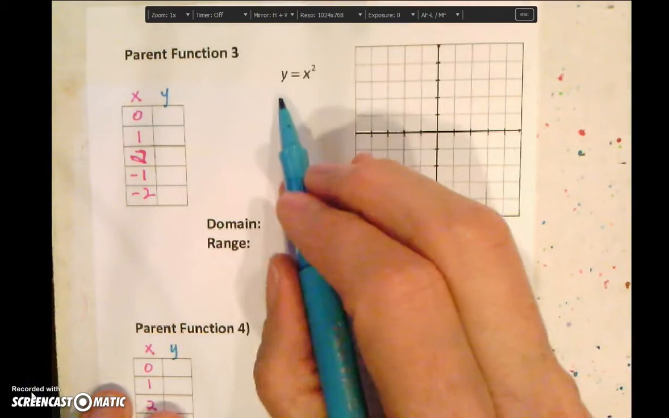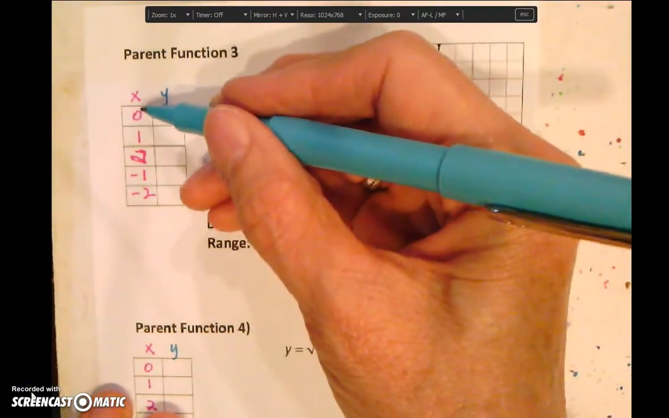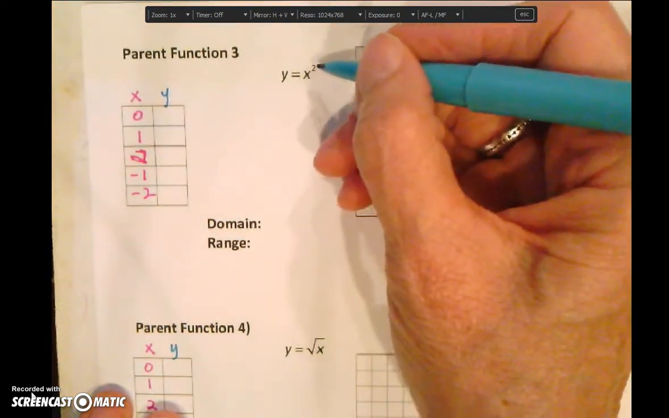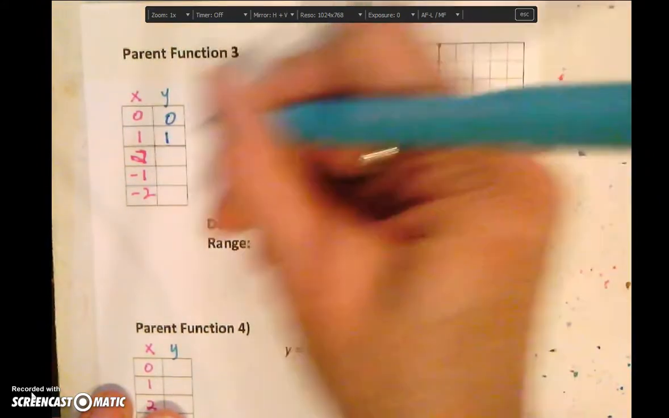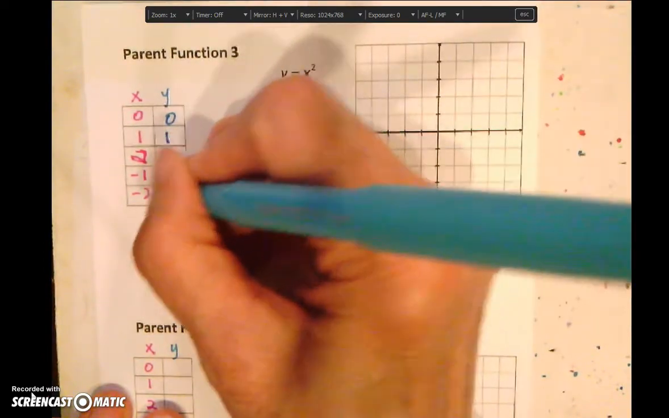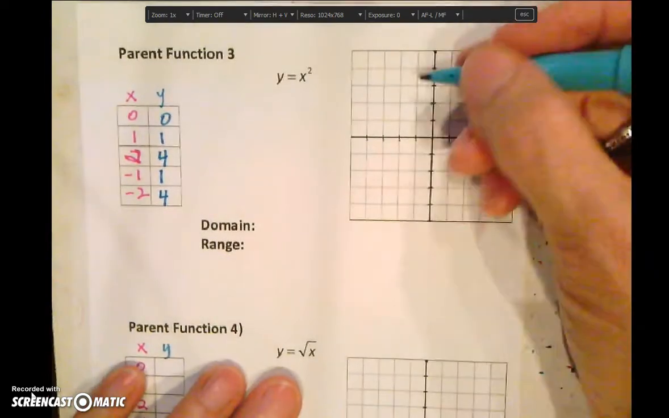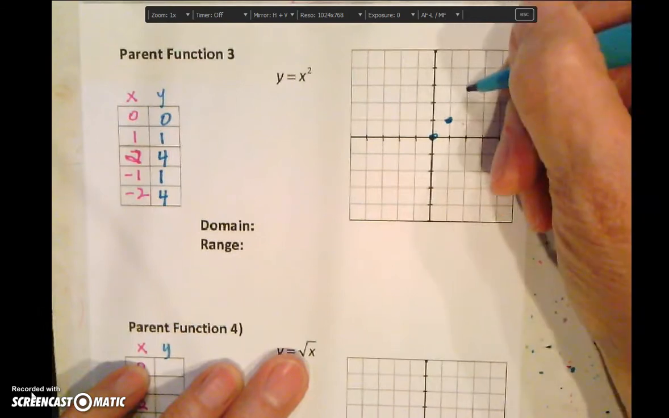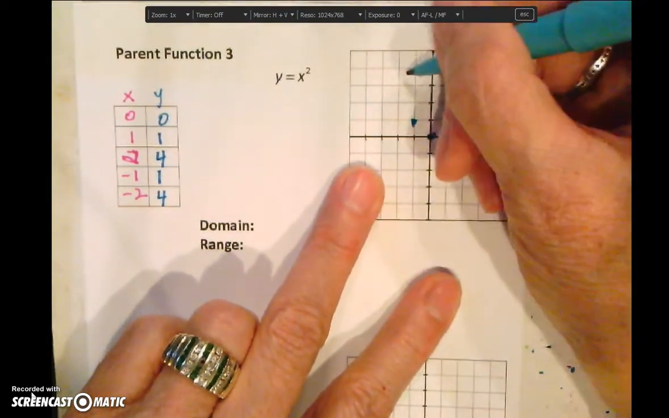Our third parent function is going to be y is equal to x squared. So we're going to graph that. Again, 0, 1, 2, -1, -2. Plug it in. 0 squared is 0. 1 squared is 1. 2 squared is 4. -1 squared is 1. And -2 squared is 4. So I'm going to graph that. I have 0, 0, 1, 1, 2, 4. Then -1, 1, and -2, 4.